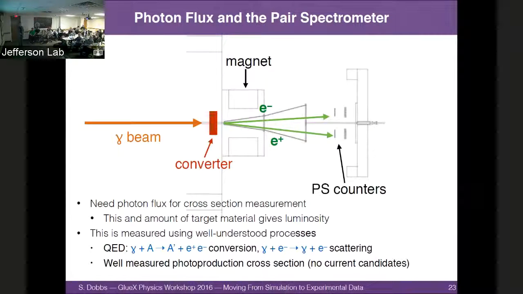Usually this means QED. What we mostly do is look at photon pair production in the electric field of some nucleus. If we look into the experimental hall, the main GlueX detector sits down here, and upstream the photon beam comes from the tagger hall. The way that we measure it is that there's some converter in the beam line. The photons get converted to e+ e- pairs. They go through a magnet that bends them, and then into these counters.